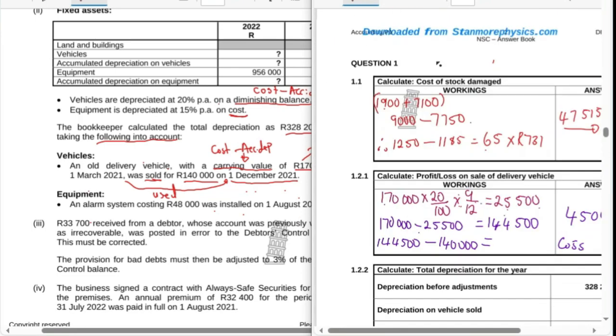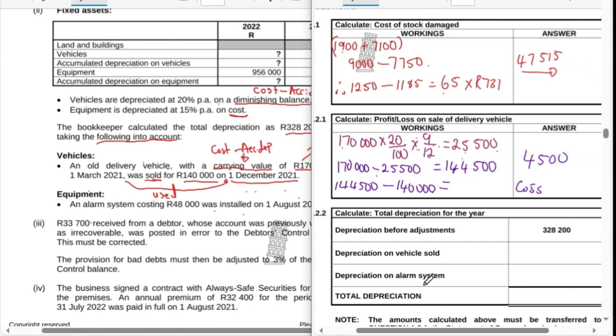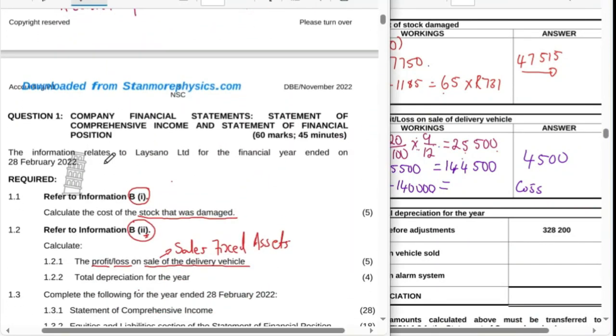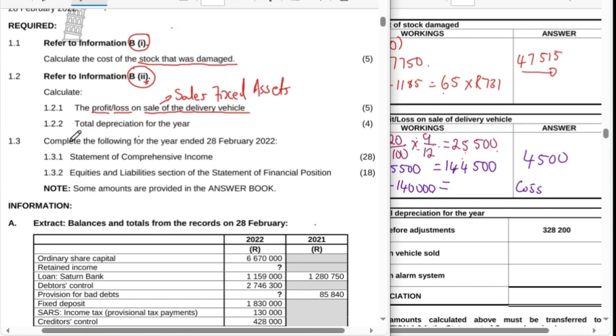And then guys, let's continue. So make sure that you take notes and you understand. And then since now we are done with our question, which is 2.2.1, let's move on to the next question. 1.2.2, it says total depreciation for the year, and we are also referring to information B2.